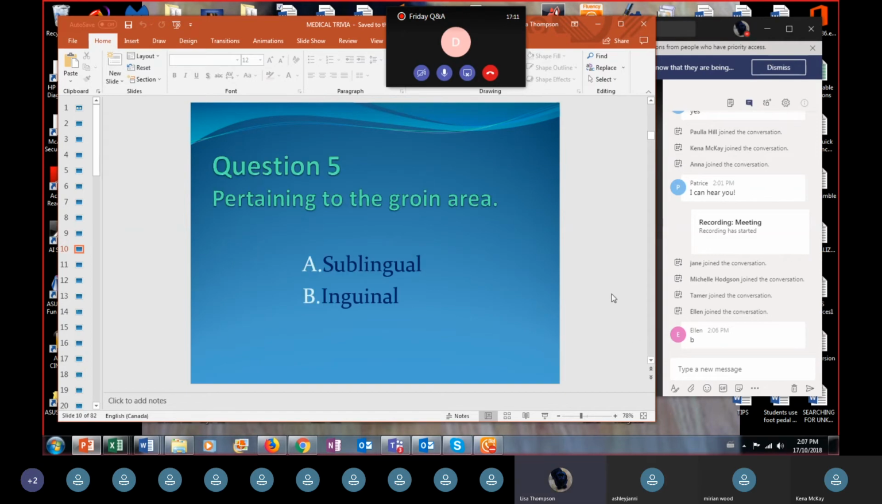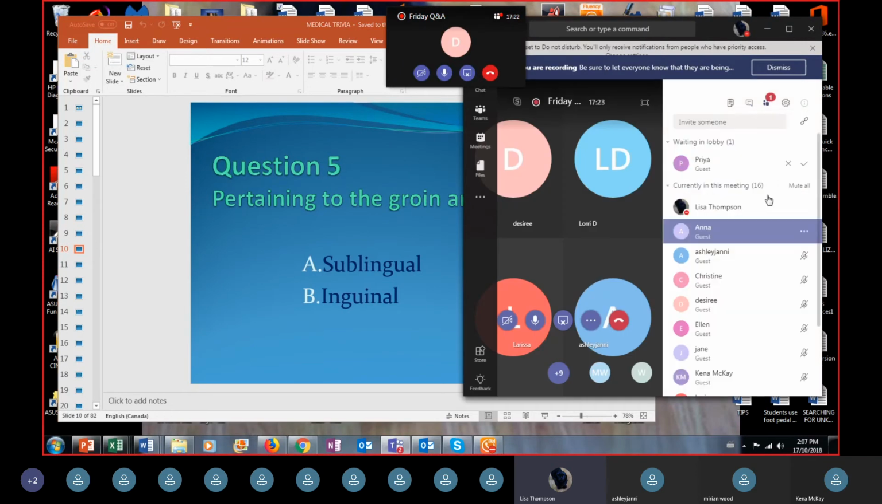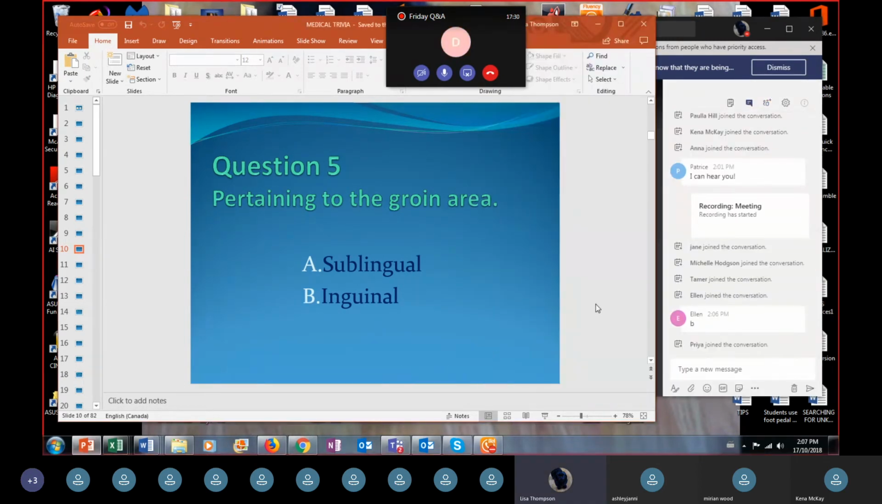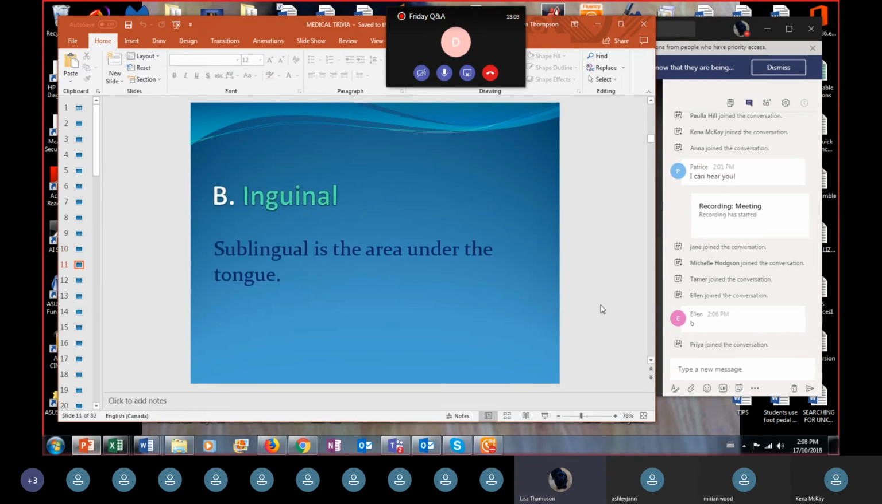Question 5, pertaining to the groin area. Would that be sublingual or inguinal? What we're doing right now is taking out a paper and pen and writing down the choice that you think is correct. So we're on question 5, pertaining to the groin area. A, sublingual, or B, inguinal. Everybody should have answered by now. That would be B, inguinal. Sublingual is the area under the tongue.